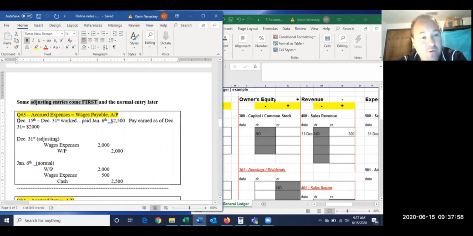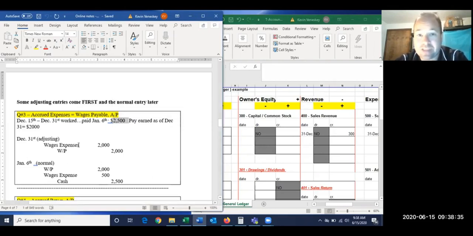So here's my little scenario. Our people are paid semi-monthly, so that means twice a month. And they work here December 15th through the 31st, and then they are paid $2,500. If they were to be paid on December 31, they would have gotten $2,000. That's how much they'd earned. And then maybe we give them 1 extra day, a holiday pay, we give them a $500 bonus. So that's why they're paid an extra $500 in January. But that's for January, that's for the holiday.